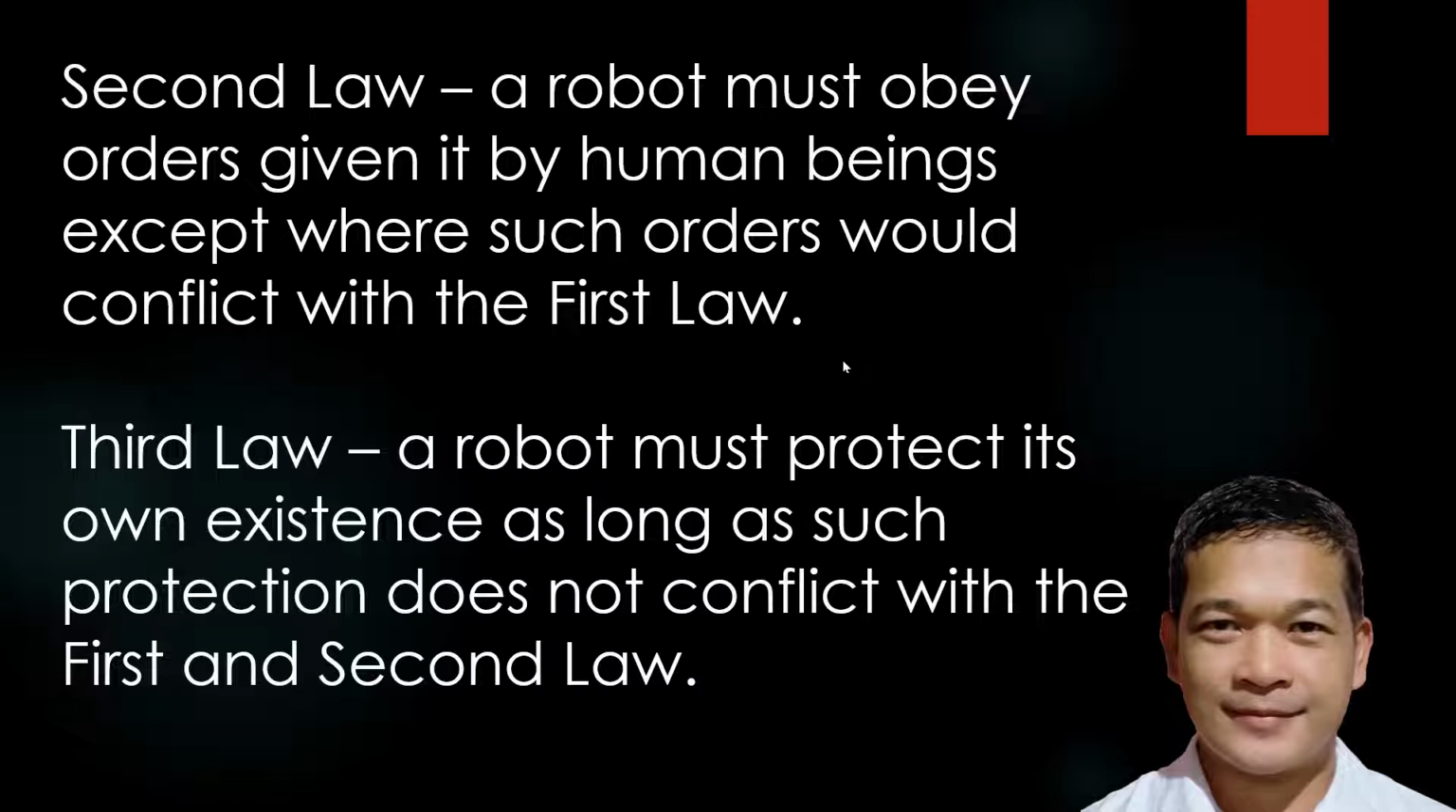Okay, and the third law. So the first law: it will not harm a human being. The second law: it will follow orders from human beings, as long as they do not conflict with the first law of hurting people. Then the third law is to protect its own existence, as long as such protection does not conflict with the first and second law. So for the security of human beings, if it becomes too dangerous for humans, then the robot can be assigned to do the work.